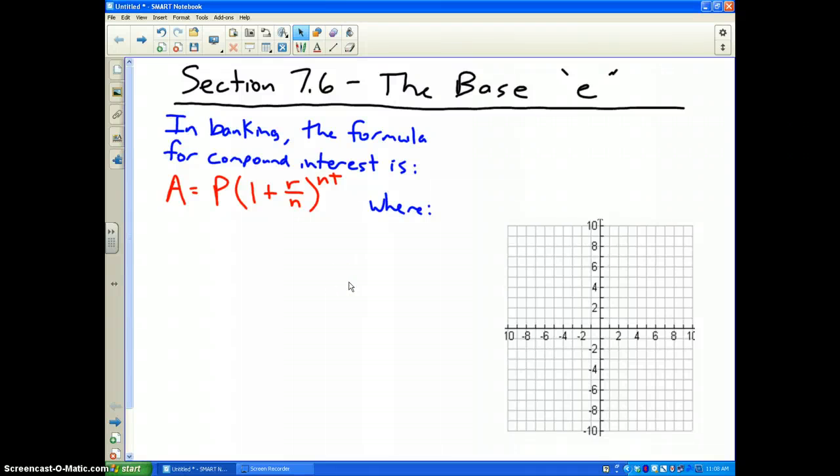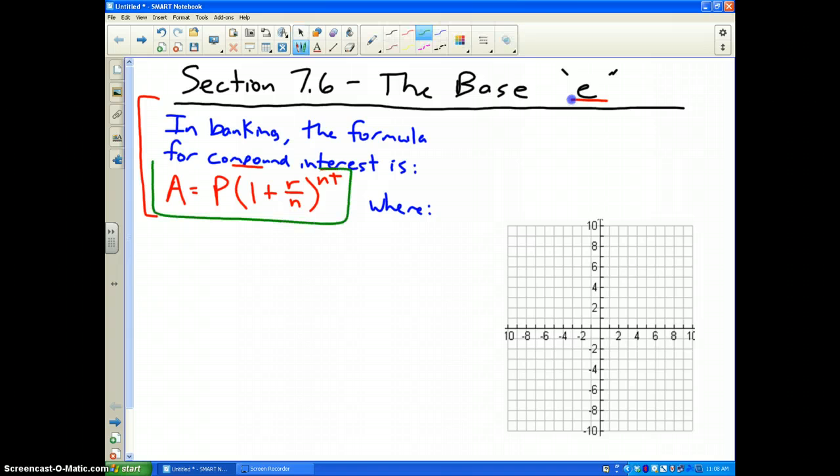All right, section 7.6 gets into another brand new concept. The title is called the base E. And in order to introduce the base E, I'm going to talk to you about banking, which is another big application of exponential equations. In banking, there's a formula for compound interest. And the formula is what's in the green box. You may want to write that formula down.